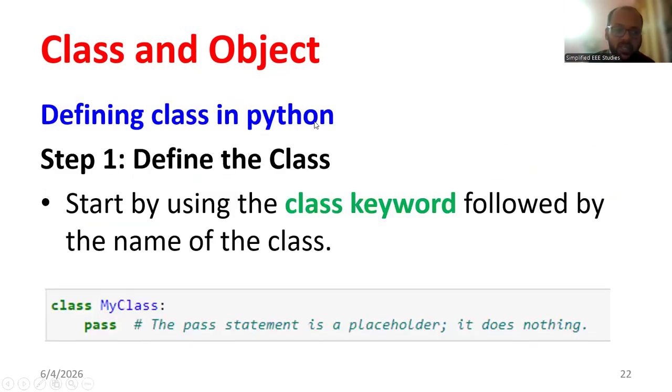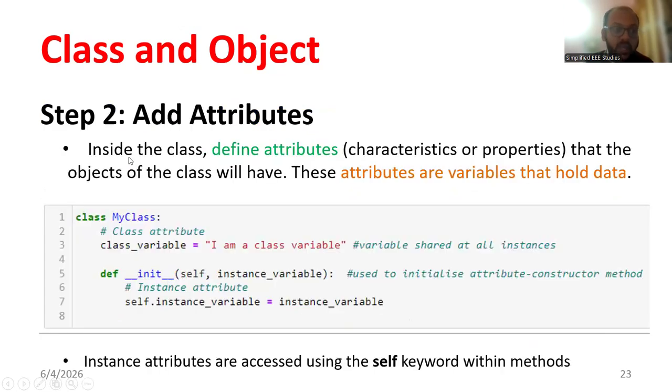So to define a class in Python, we have the following steps. For the definition of the class, we use the keyword class. For example, class MyClass, where MyClass is the name of the class and class is the keyword. Similarly, add the attributes. Attributes are generally called variables. We can add the variables. We are going to initialize the variables by using the init method. I'll discuss the init method thereafter.